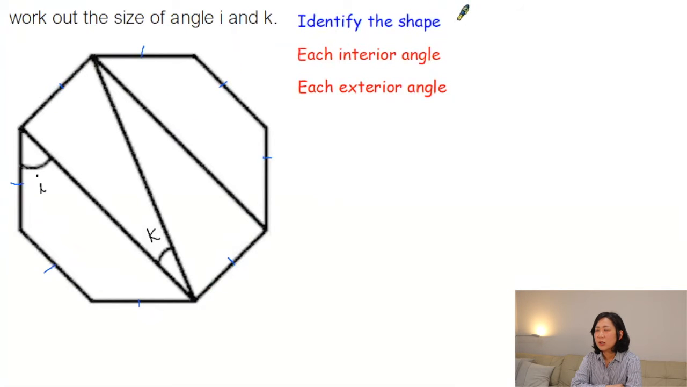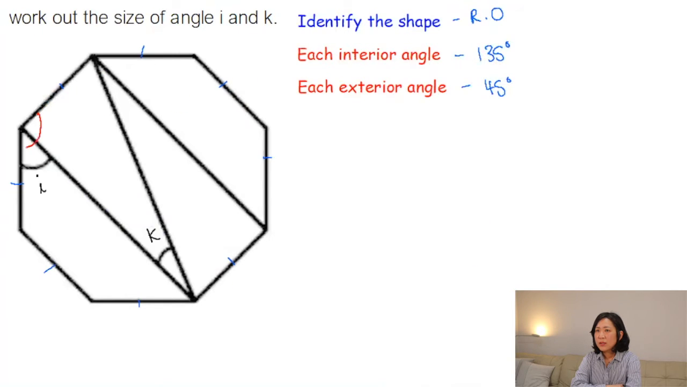Then the interior angle of the regular octagon is 135 and the exterior angle will be 45, right? So let's have all the information, then have a look at the angles. So the angles we are looking for are I and K.